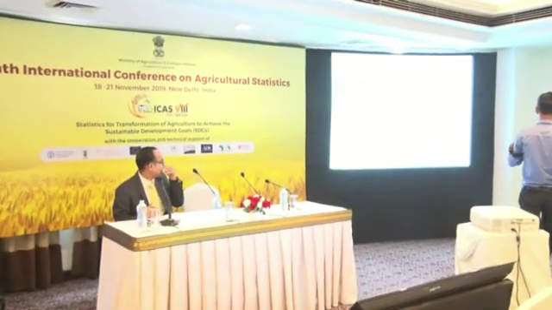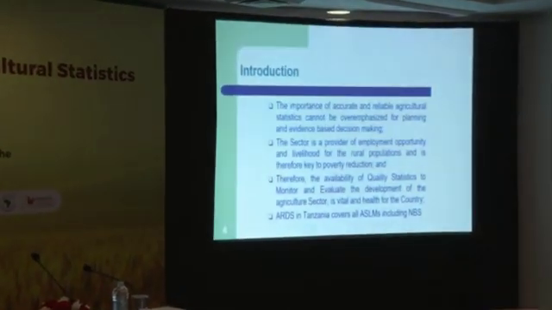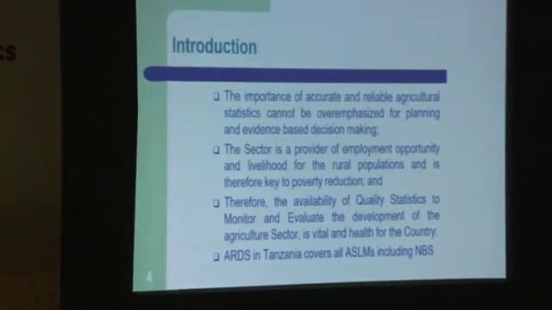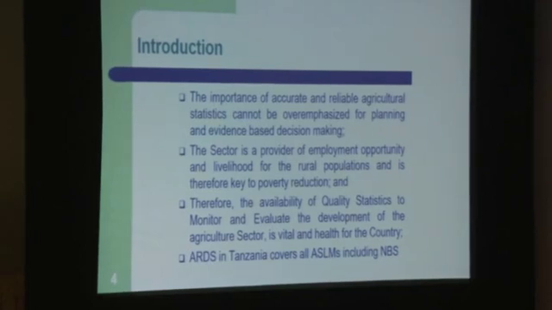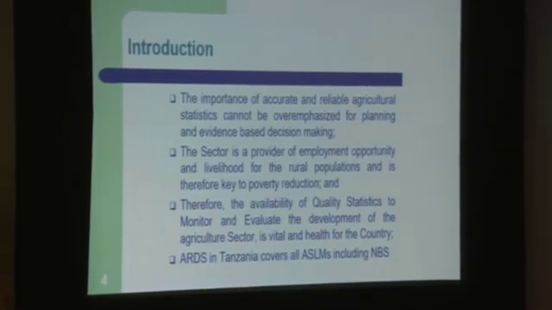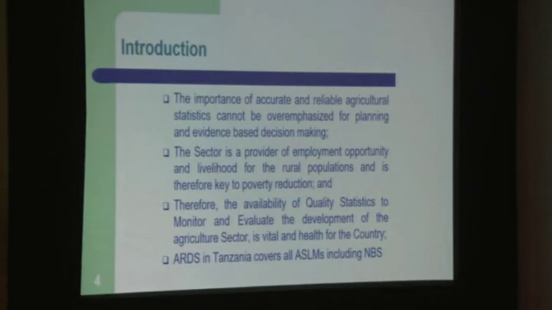Therefore, based on this importance, we really need quality statistics in order to monitor and evaluate developments of the agriculture sector. But also, for the case of administrative data, in Tanzania we have the agriculture routine data system, which covers all agriculture sector lead ministries, including the National Bureau of Statistics. This is an effort which has been made from the government point of view to make sure that once we miss data from other sources, we also use data from the administrative data for the purpose which I have already mentioned.